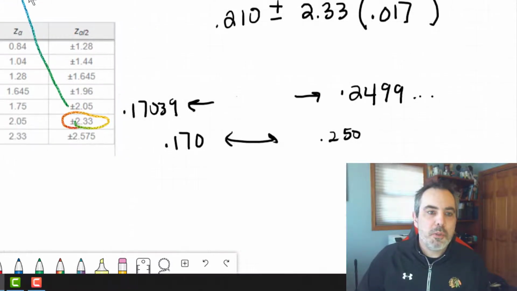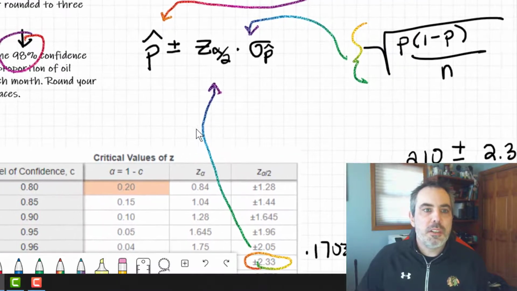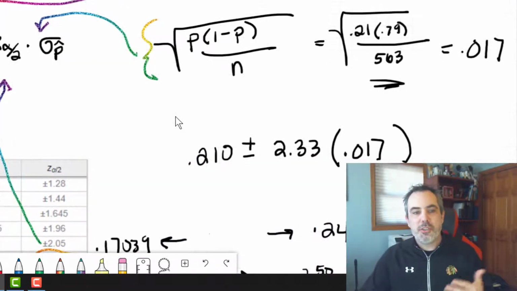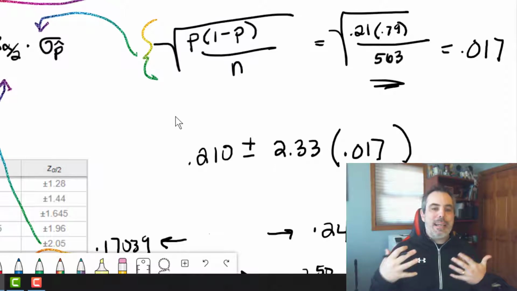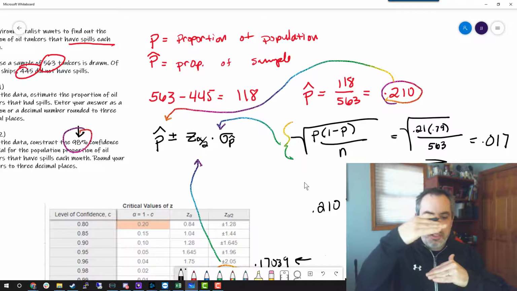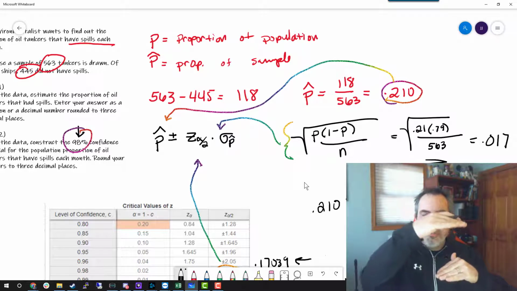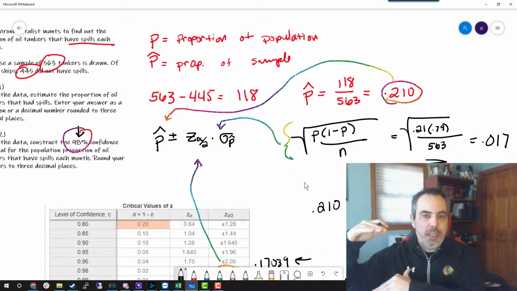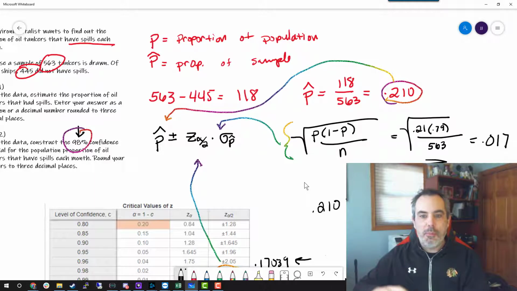So remember what this means. If we were to go out and do this survey, I'm saying that 98% of the time, the survey result is going to be between those two numbers, right? I'm going to get a survey every once in a while where my range or the actual population proportion is going to be lower or higher than that.